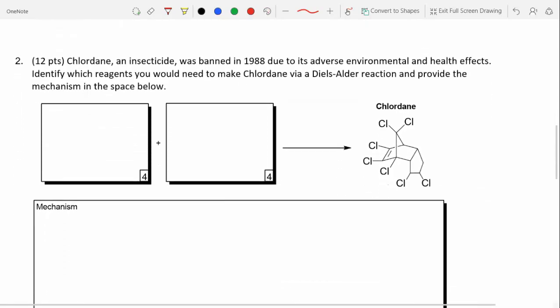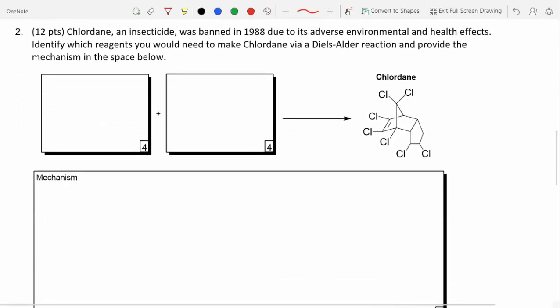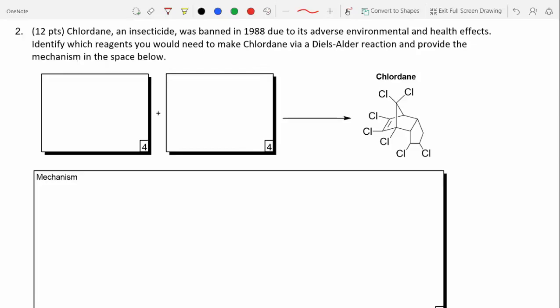This one's from another exam. Chlordane, an insecticide, was banned in 1988 due to its adverse environmental and health effects. Identify which reagents you would need to make chlordane via Diels-Alder reaction. It looks scary, but it's not too bad. It looks a lot like our previous Diels-Alder reactions.